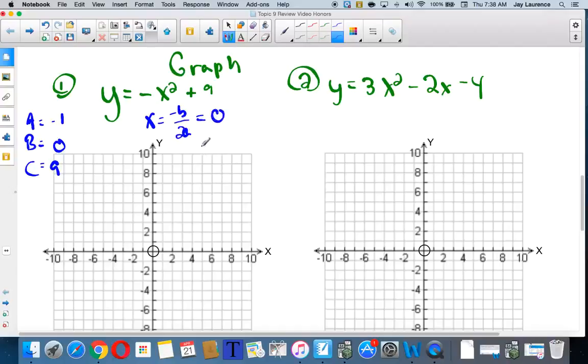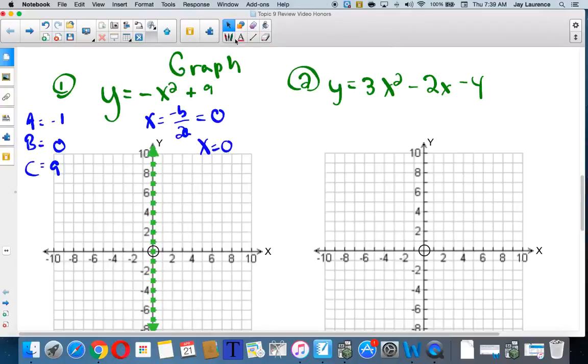I also know the line of symmetry. The line of symmetry is going to be x equals 0. In other words, it's going to be the y-axis. I'm going to put a line of symmetry in here. And you watch, the parabola will be perfectly symmetrical about this line. This line will not be a part of the parabola, but it'll be like a mirror image on both sides.